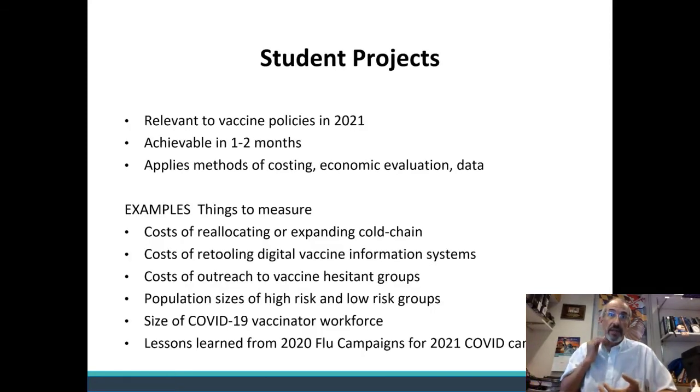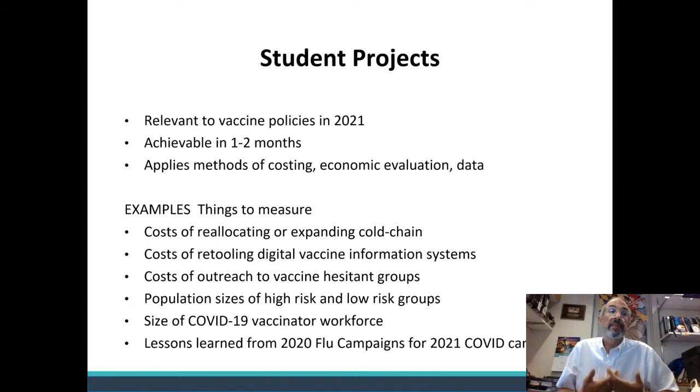Student projects need to be relevant to the very short term. These are relevant to choices about COVID-19 vaccine policy that we will need to execute within the next 12 months. The projects themselves need to be small, achievable in 1 or 2 months at the most. If you're going to execute the project in January, you should be finished by February because the vaccine is coming. It's coming early in 2021 as far as we can tell. We want you to apply the methods that we will teach you in costing, economic evaluation, and data gathering.